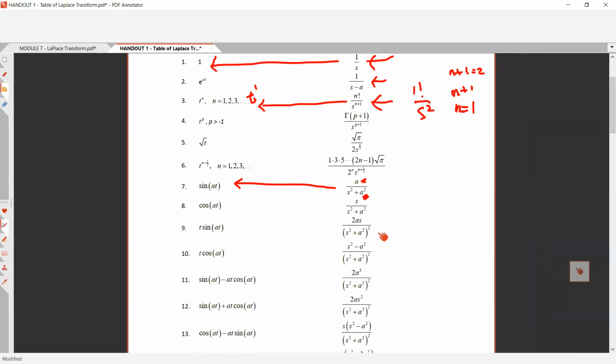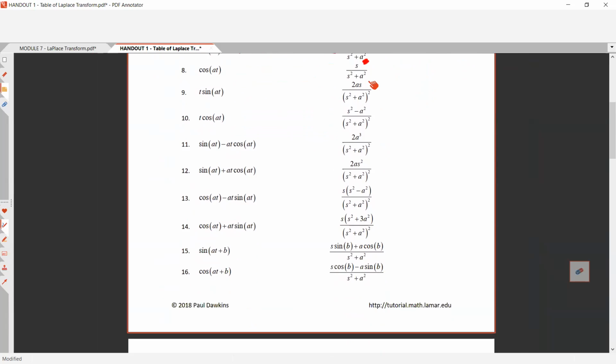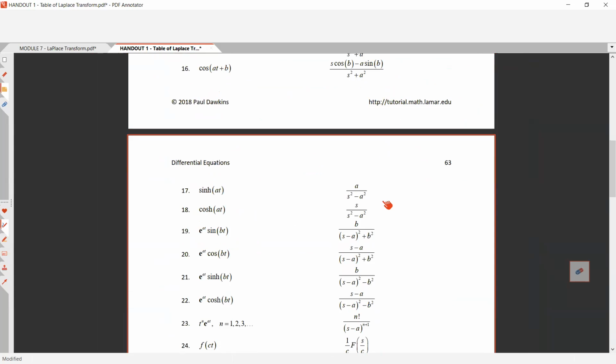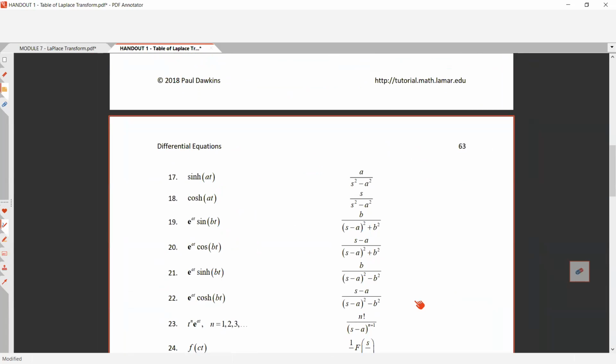Tama ba na ang katulad niya is, meron ba dito sa table na to? Hanapin lang natin. Ito, this one. Yan. Ito. Kita niyo ba to? Yan. Ayan. Yan.